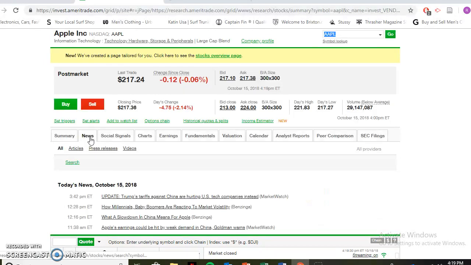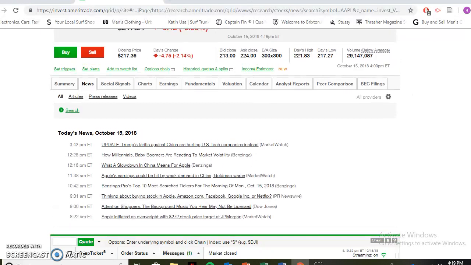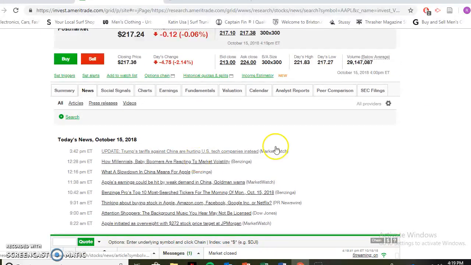There's news surrounding the company. It gives you different articles you could read. A lot of times it has to do with politics. You see right here, Trump's tariffs. A lot of times the things he says and does directly affect stocks, so it's always good to keep up with politics and other news.